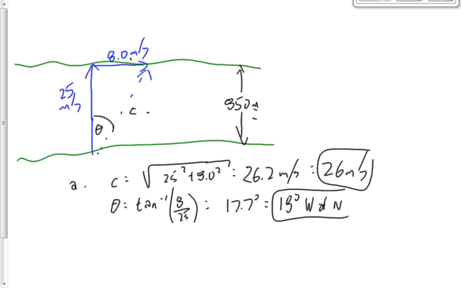Now, it's conceivable that somebody could have drawn it like this, right? In that case, you would have gotten 26 at 72 degrees north of west. Anybody get that? 72 north of west?